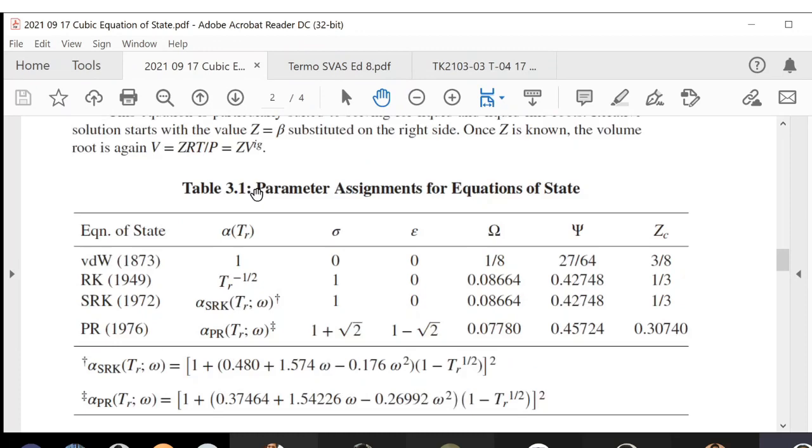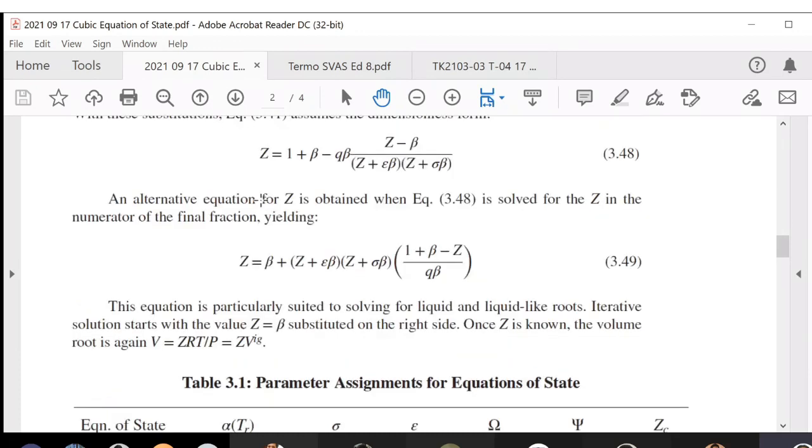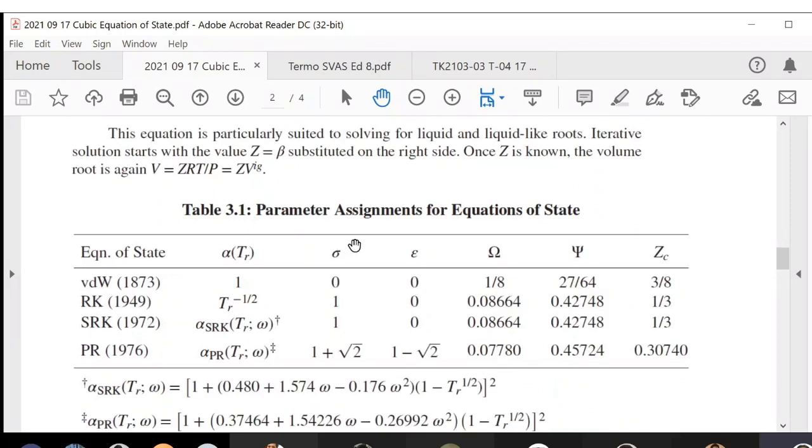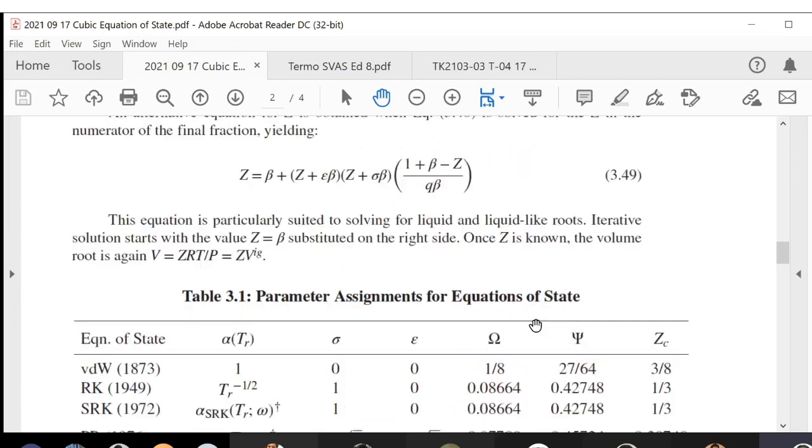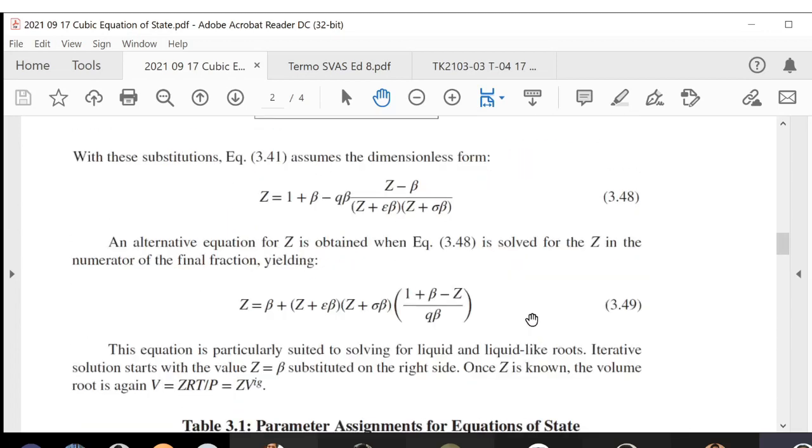Why do we need that alpha of TR? Because we need it later in the calculation of sigma, omega, etc. There is a definition of sigma of the equation of state. There is epsilon. This is a capital omega. The small omega is this. The capital omega is this. There is a psi here, and there is the critical compressibility at the critical point. So by knowing these parameters, we will be able to use this equation.